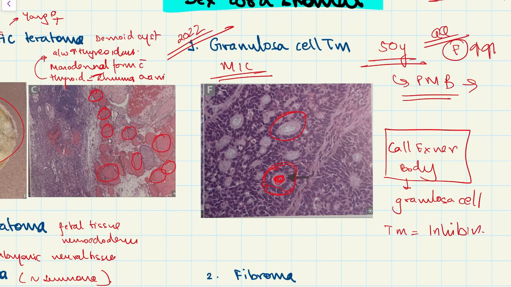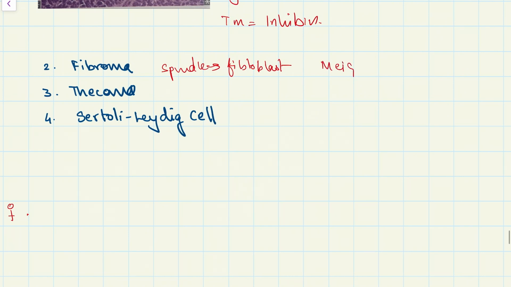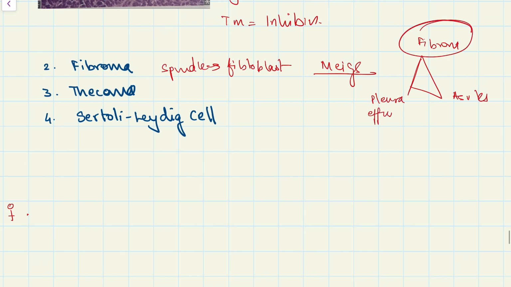The next tumor is fibroma. It is benign and it consists of bundles of spindle shaped fibroblasts. It is associated with Meigs syndrome, right, which is a triad of fibroma, ascites and pleural effusion. If apart from fibroma or thecoma, any other tumor is seen along with pleural effusion and ascites, it is known as pseudo-Meigs syndrome. Next is thecoma. It is also benign. It may produce estrogen and it usually presents with abnormal uterine bleeding in postmenopausal female, right?